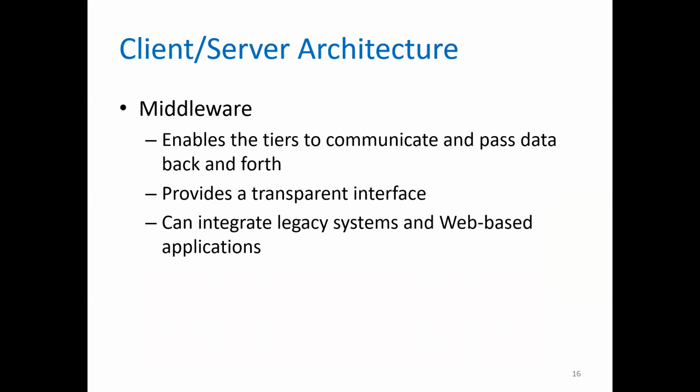Client-server architecture. Within the client-server architecture, we have software known as middleware. Middleware is the software that runs between the client and the server processes. It is the glue between the client and the server, which makes it possible for them to communicate with each other. Middleware is written in such a way that the user never notices its presence. It delivers secure and transport services to users. It enables the tiers to communicate and pass data back and forth, provides a transparent interface, and can integrate legacy systems and web-based applications.